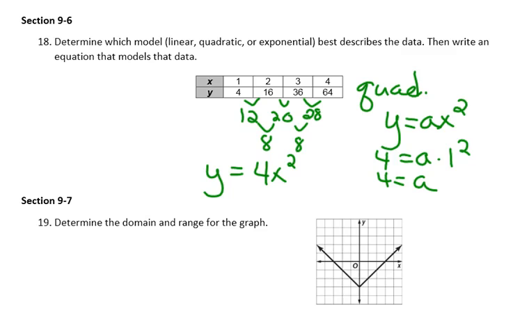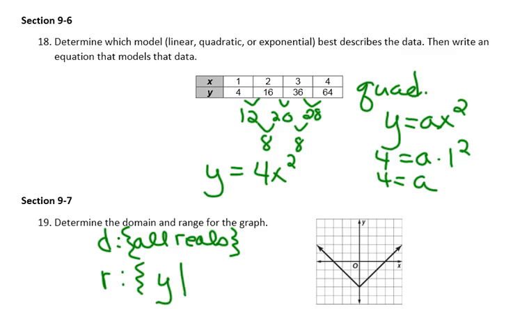Determine the domain and range. Your domain are all reals. They should be put in fancy brackets. Your range, all y such that, and if you look, your lowest value here is -3. Y is greater than or equal to -3.